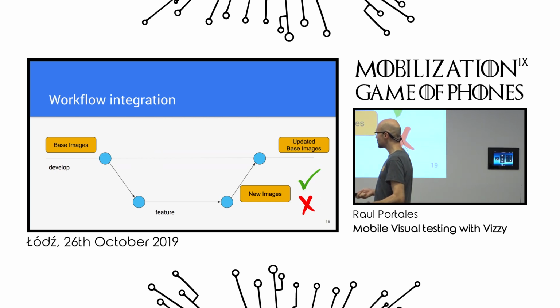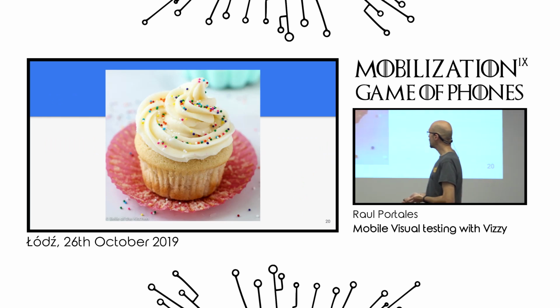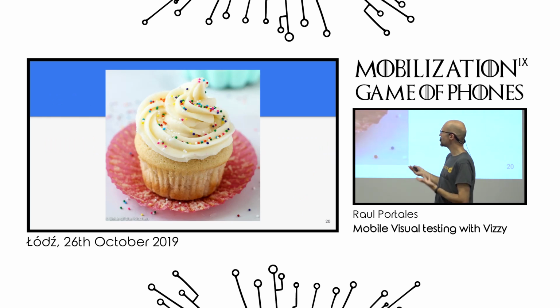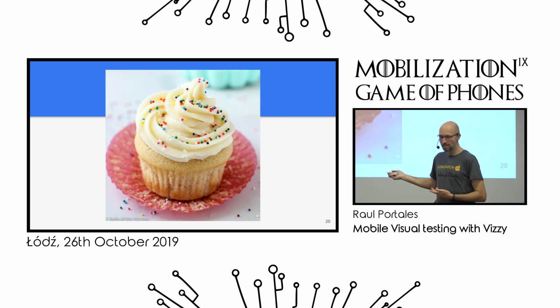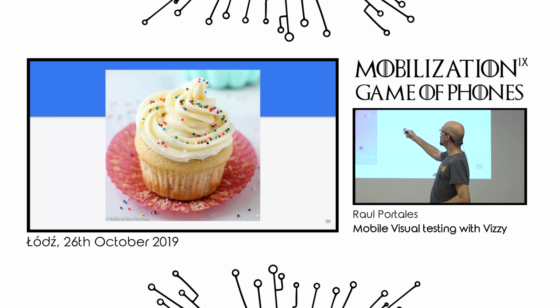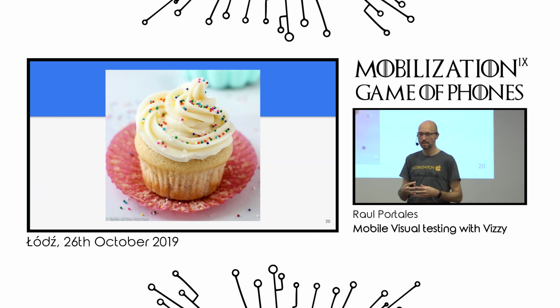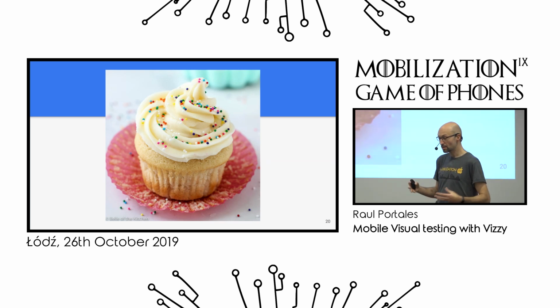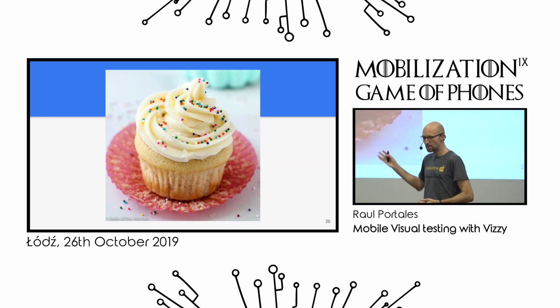So that's the integration with Git flow. And how does it relate to the testing cupcake? I mentioned it is the icing on top of the frosting, right? It's all the sprinkles. And you notice that the sprinkles are mixed with the icing. That's not just by chance, it's intentional.